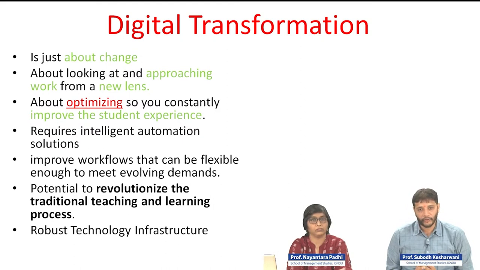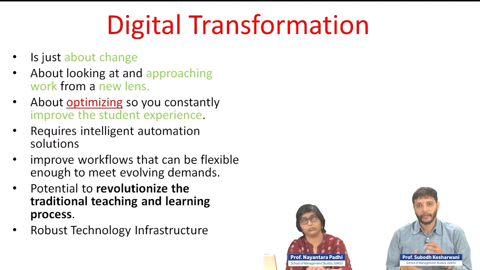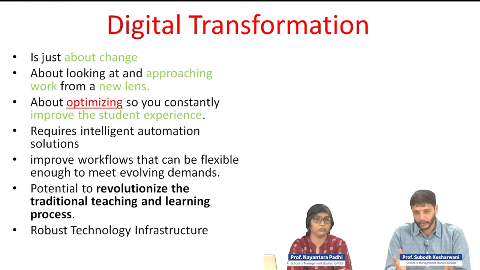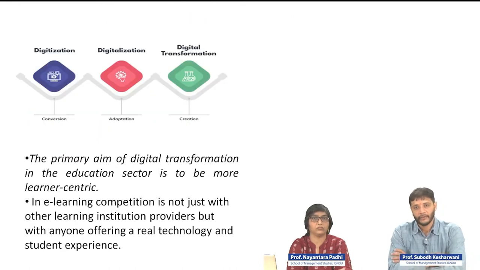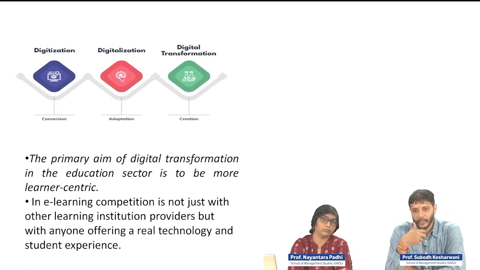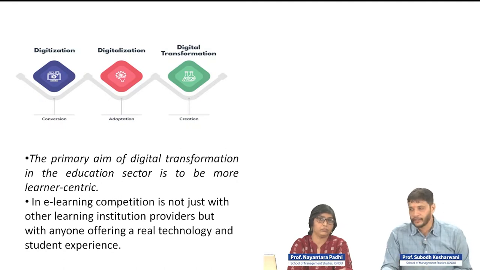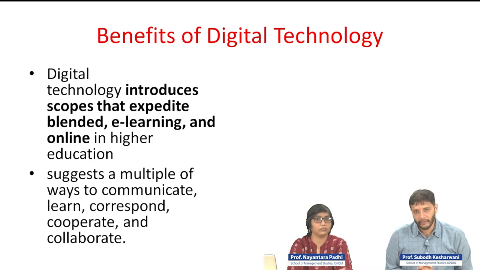And how we are going to revolutionize the traditional teaching and learning process, and then robust technology infrastructure is important. So when we are talking about technological change, somewhere we have to change many things from underneath to pinnacle. It's not about changing the devices or the software or the hardware, but we have to change many aspects. If you see this particular image, you can see how digitization is converted into digitalization, and then digital transformation is coming up. So electronic learning is changing with the change of time, and student experience is also going to be incorporated. These are the changes, and there are certain benefits of digital technology.